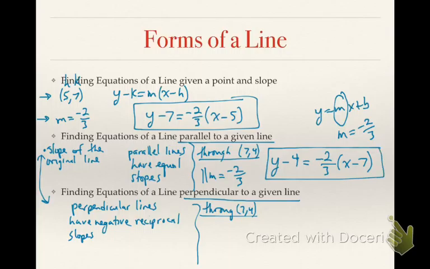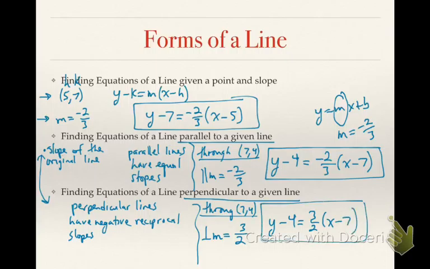My perpendicular slope is going to be the negative reciprocal, which means I have to flip it, make it 3/2, and negate it, so it becomes, in this case, positive. Again, I have a point and a slope, so I'm going to use the point-slope form: y minus 4 is equal to 3/2 (x minus 7). Okay, and that's how you find the equations of parallel and perpendicular lines. Find the slope of the original line, and then use the point-slope form.